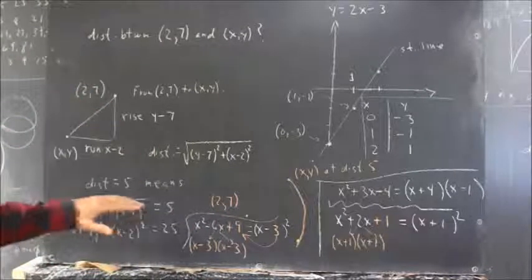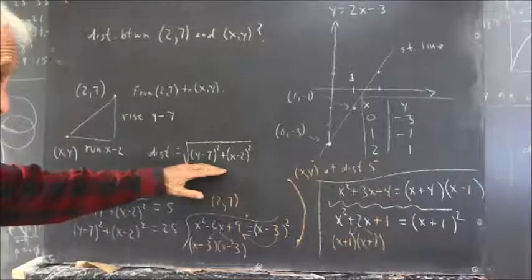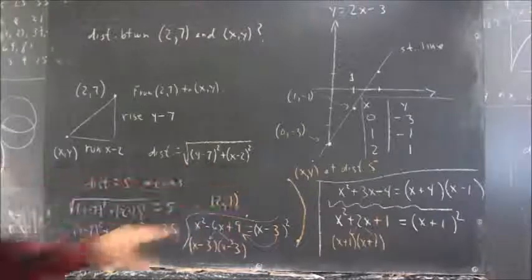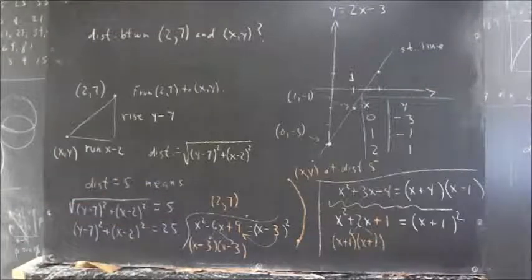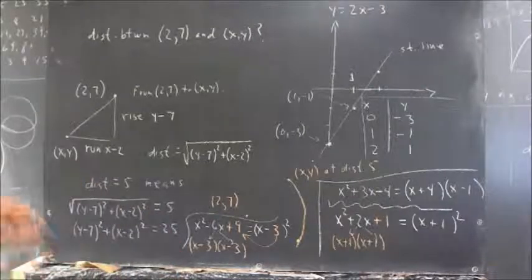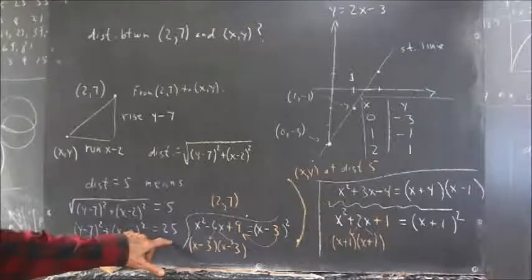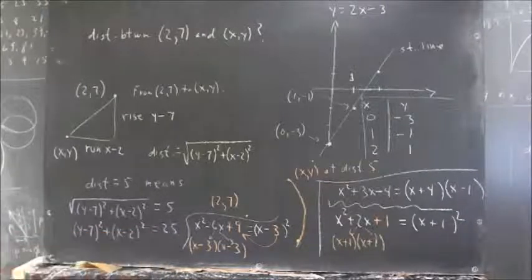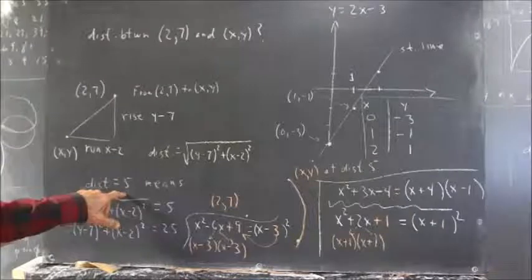Now, what about the statement the distance is 5? What does that mean? Well, this is the distance, and the distance is 5, so this expression is equal to 5. I won't read it to you. You can see it perfectly well. Now, we don't really want that square root in there. It's going to be much easier to manipulate these equations, and we will often manipulate them. If you just square both sides, and that's perfectly valid, you get (y minus 7) squared plus (x minus 2) squared equals 25.